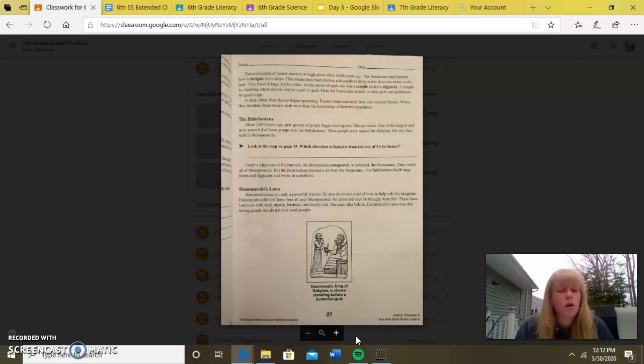Hammurabi's laws. You should know this name. This is on our Mesopotamia song that you all love. Okay. Hammurabi was not only a powerful warrior, he also developed a set of laws to rule his kingdom.